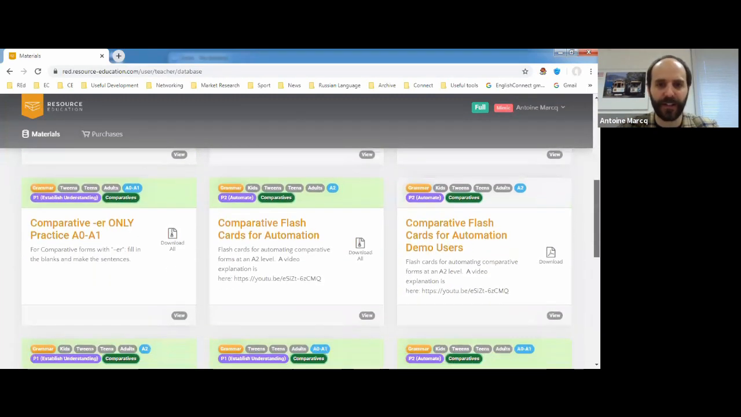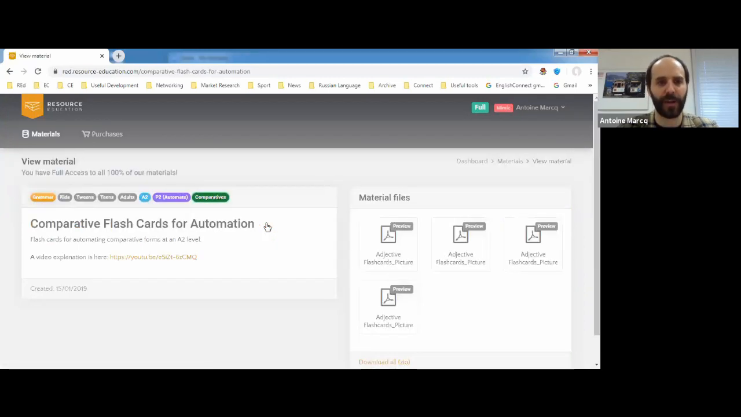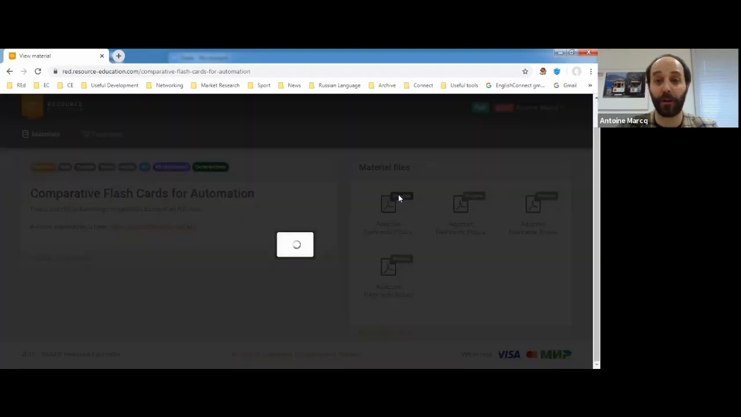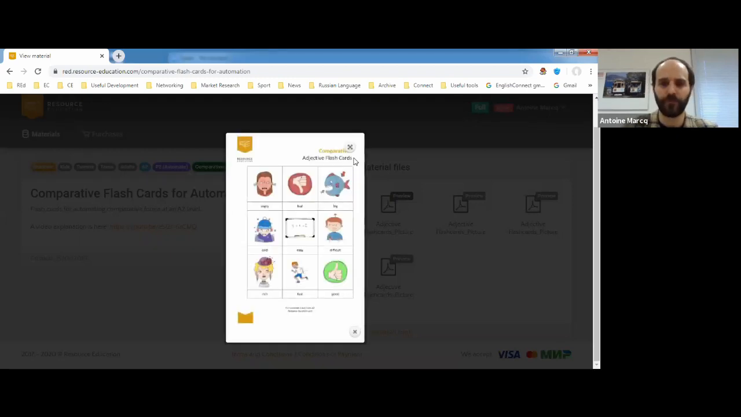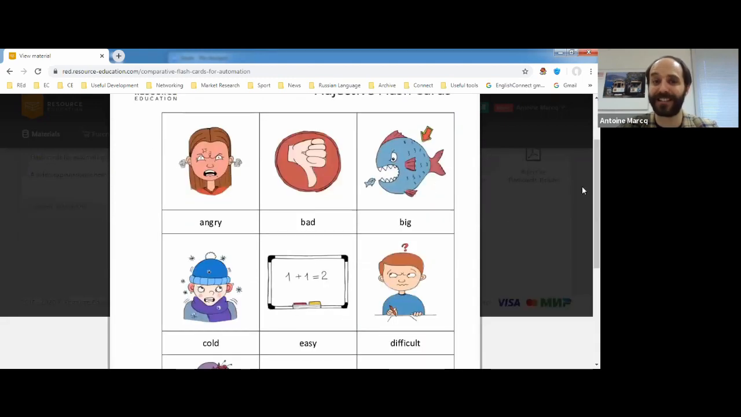And then what I did, there we go. I had printed these comparative flashcards for automation. This is a great material. You have 4 documents of flashcards for comparatives. So check it out. These flashcards are great because you can cut them. You have a picture and an adjective. And what you can do with these, you can cut them so that you have both the picture and the adjective, and you can play all the flashcard activities that we've shown you loads of times to build up fluency with vocabulary.